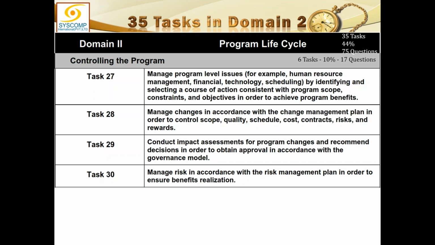Task 29, conduct impact assessment for program changes and recommend decisions in order to obtain approval in accordance with the governance model. So if we have a change request for the program, then it has to be supported by more, because we are dealing with a program, no more a project. So a simple cost benefit analysis will not do. Here we need to see the impact assessment, because a program being such a large volume would be impacting the environment, the system around it, and therefore a proper impact assessment has to be carried out.